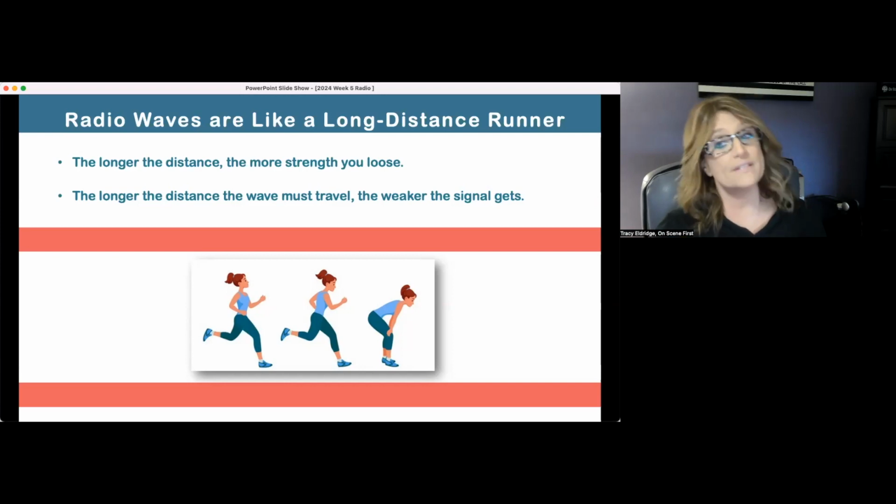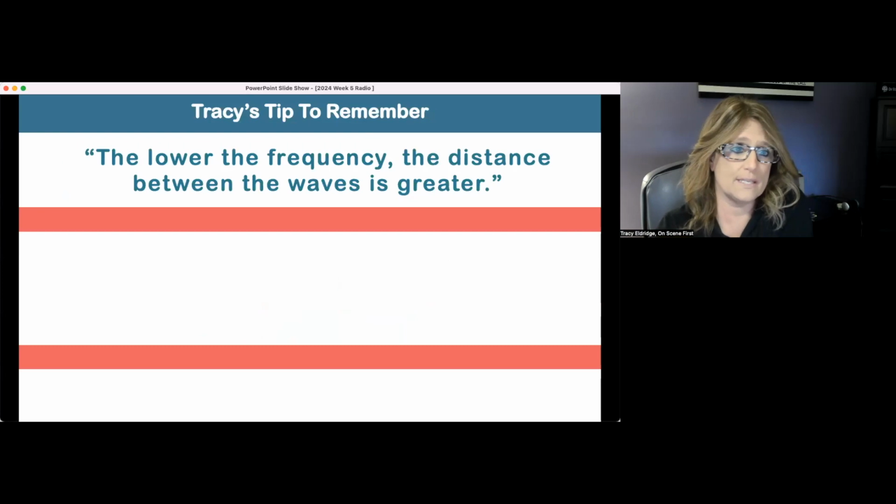The radio waves can go for great distances, but the longer they go, they're going to lose their strength and the signal is going to get weaker. So there are some things that we're going to need to put in place to make sure that we can get as far as we possibly can, or understand that we might not be using the radio signal that we need to be using.